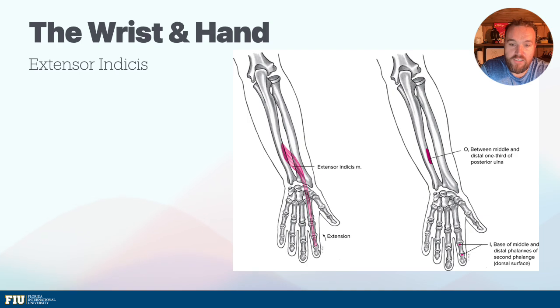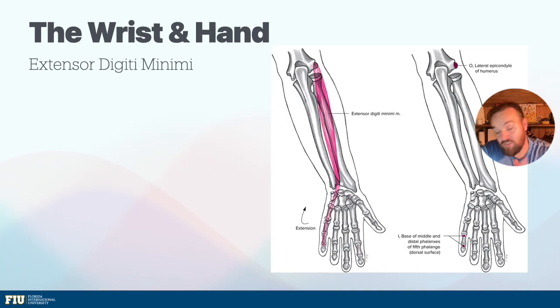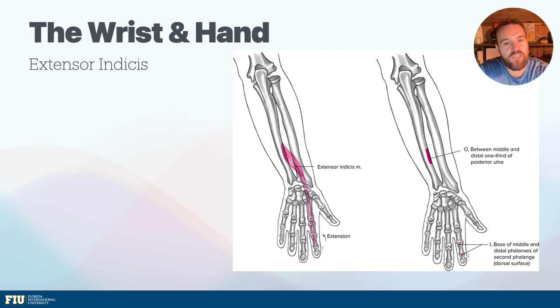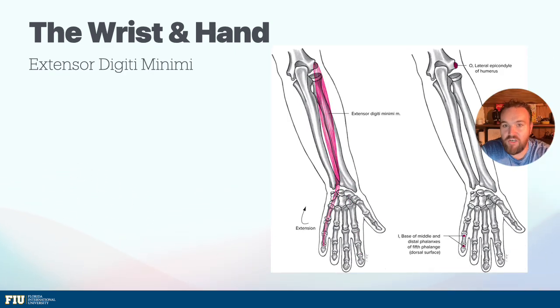Now, different from the rest, we see that the extensor indicis, and actually, I'm sorry, that one does cross the elbow joint. But we do see the extensor indicis doesn't cross the elbow joint. So that one only works on the fingers as well as the metacarpophalangeal joints. And the digiti minimi, why do we have this really nice long muscle that just helps to extend our pinky? I could not tell you, but it's there, and it also helps to extend the wrist as well as the elbow itself.